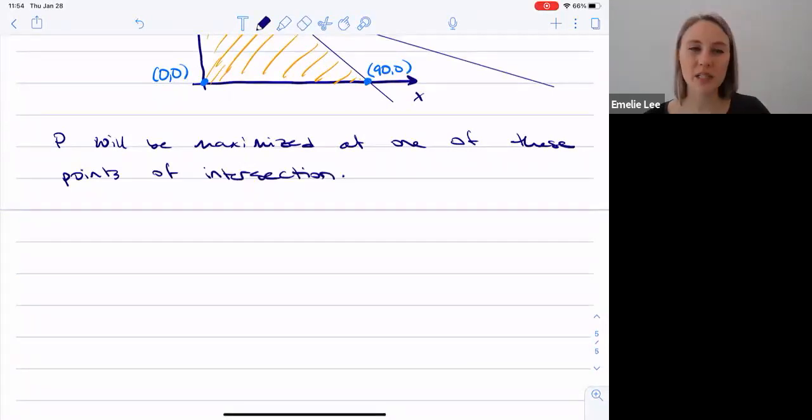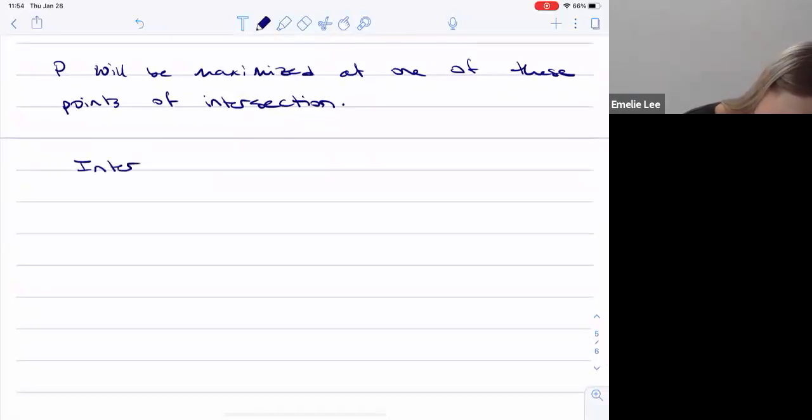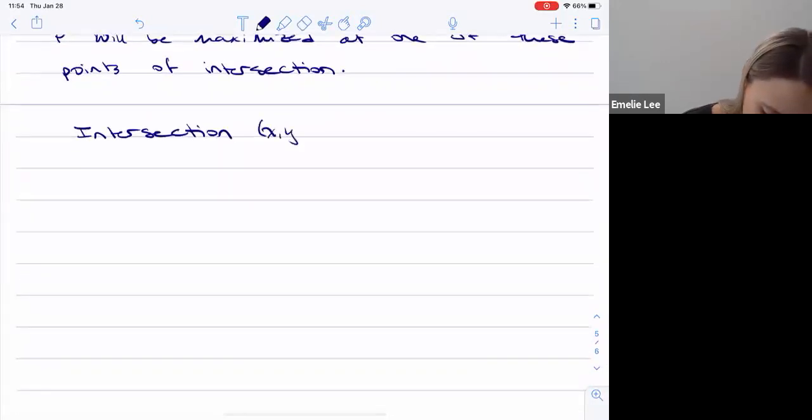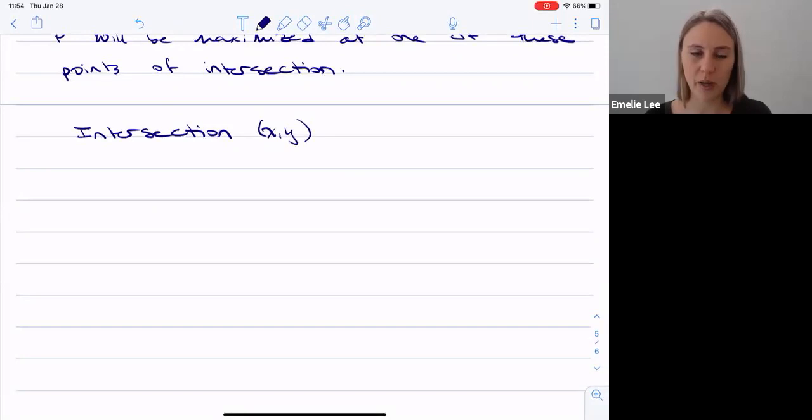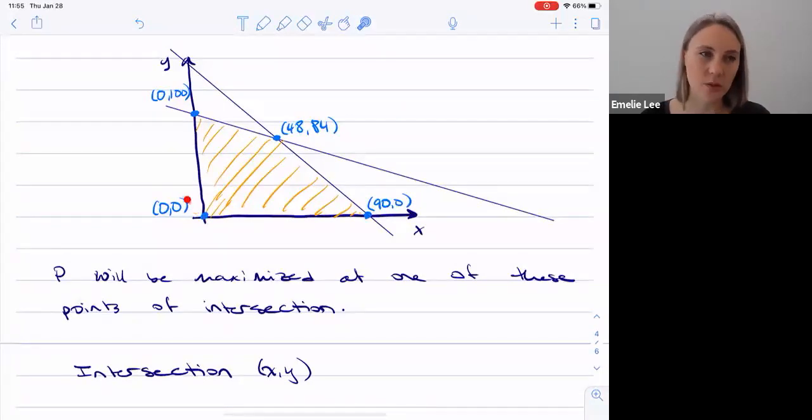What I like to do is organize it as a table, because that way I can list things. Here I'll list my intersection, which is in the form of x comma y, an ordered pair. I usually start at 0, 0, and just in case I have to mark your work, it's a good idea to start at 0, 0 and then move away, going clockwise. It doesn't actually matter, but it makes it easier to read.